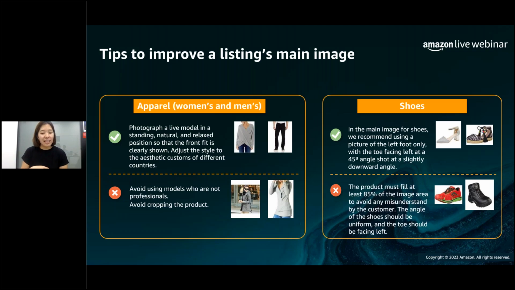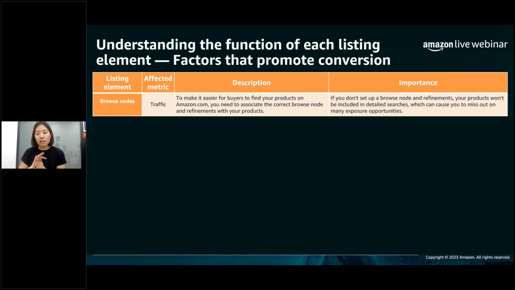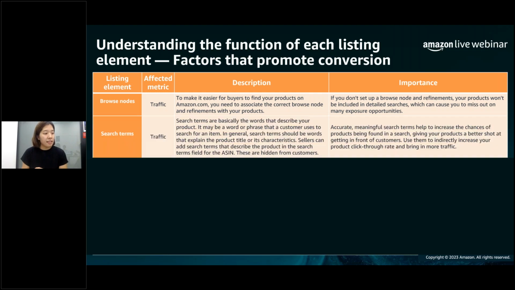Okay. Now, number two, let's go to factors that help your listing promote conversion, which is what we all love. We love the conversion part. Okay, browse node, very, very important. Do not be lazy when it comes to listing your product. Basically, if you don't set up your browse node and refinements, you will not be included in any detailed search.